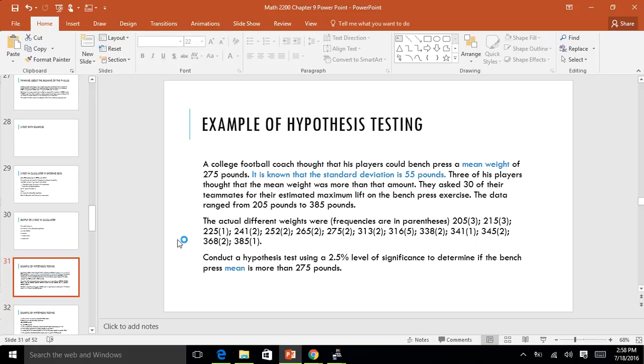So what they did is they put 3 players could bench press 205, 3 could bench press 215, and they wrote it that way as opposed to writing everything out. So you're asked to conduct a hypothesis test using a 2.5% level of significance to determine if the bench press mean is more than 275 pounds.